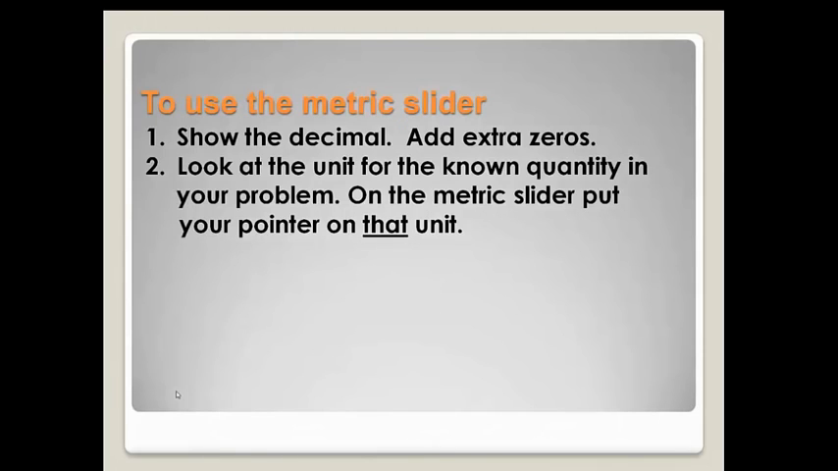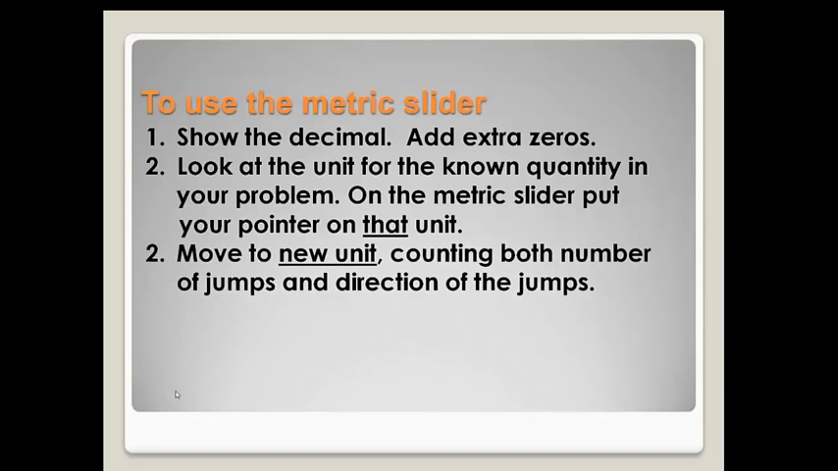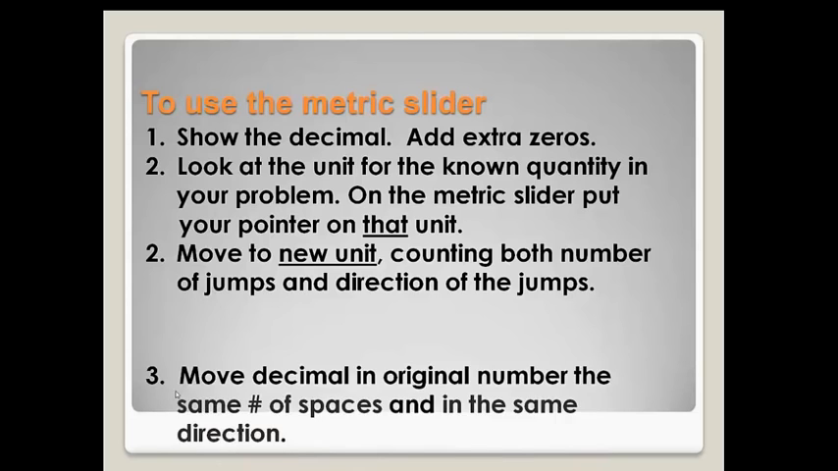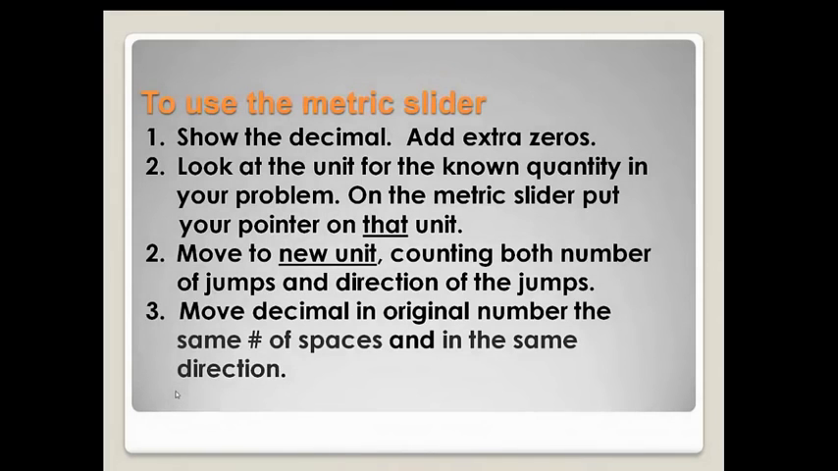Then you're going to look at the unit for the known quantity in your problem. So if you're going from centimeters to millimeters, the known quantity is centimeters, 127 centimeters. You're going to put your pointer on centi. Then you're going to move to the new unit. In this case, we're moving from centi to milli. And we're going to count both the number of jumps and the direction that we go. Then we're going to move our decimal in the original number, the same number of spaces, and in the same direction as we moved our pointer on the metric slider.